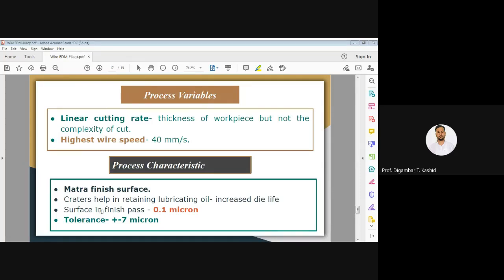So these are the process variables, and in this slide I have also mentioned the process characteristics. Among the process characteristics, you can see the matte finish surface.